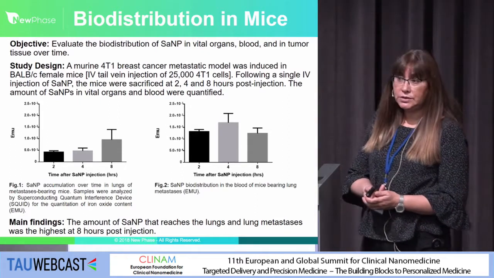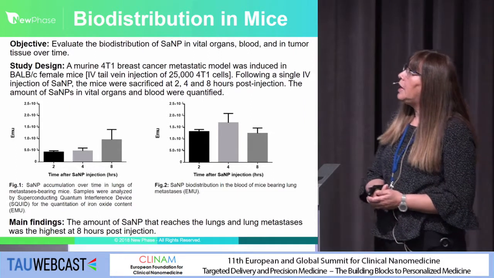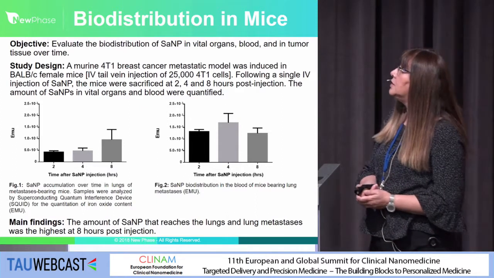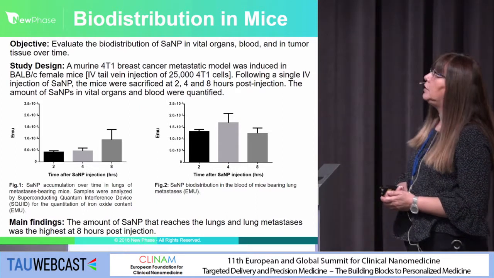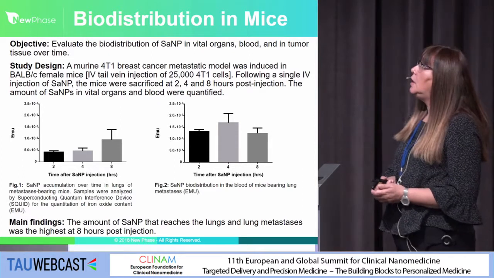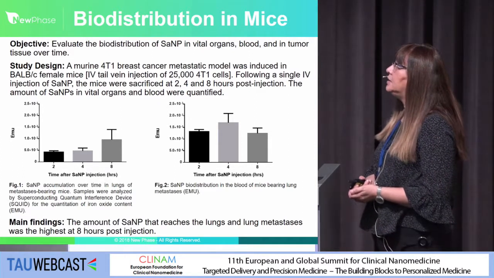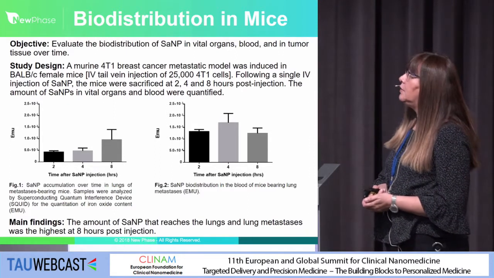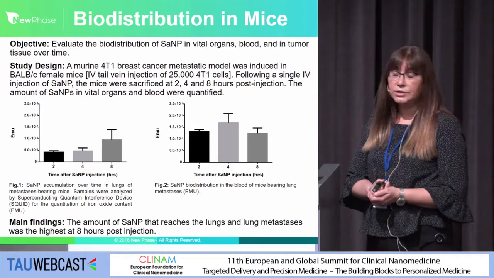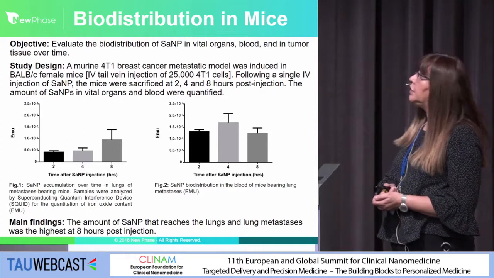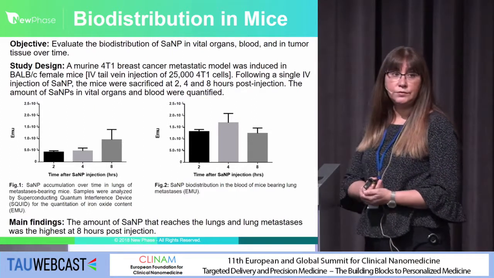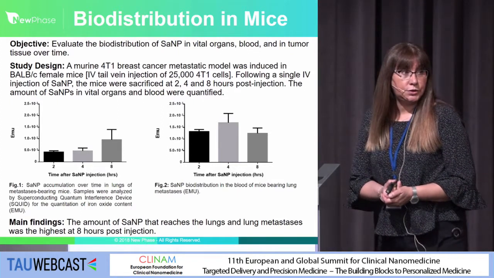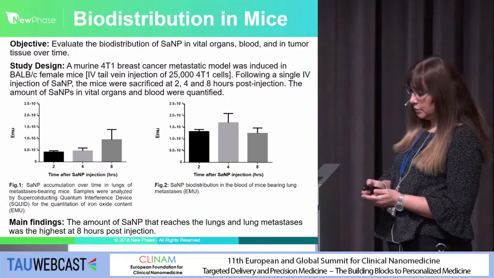And the first one is the biodistribution in mice, aimed to evaluate the distribution of Sarah nanoparticle in vital organs and blood, and particularly in tumor tissue over time. And we used the 4T1 breast cancer metastatic model, and the mice received a single injection of Sarah nanoparticle, and then they were sacrificed 2, 4, and 8 hours after the injection. Then we quantified the amount of Sarah nanoparticles by a SQUID that measures the magnetic properties of the nanoparticles.